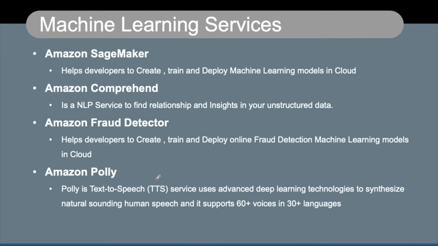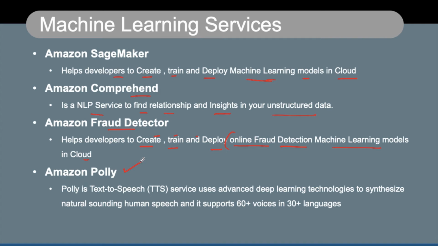Now, Amazon SageMaker typically helps developers to create, train, and deploy machine learning models in the cloud. Amazon Comprehend is an NLP service which is required to find relationships and insights in your unstructured data. Amazon Fraud Detector is required to create, train, and deploy online fraud detection machine learning models in the cloud.